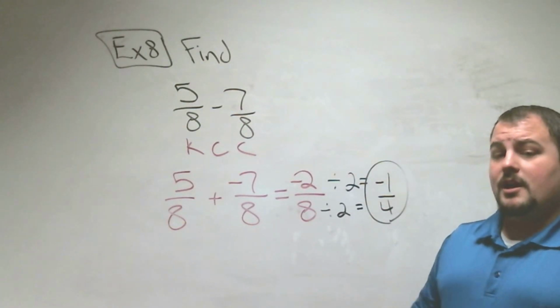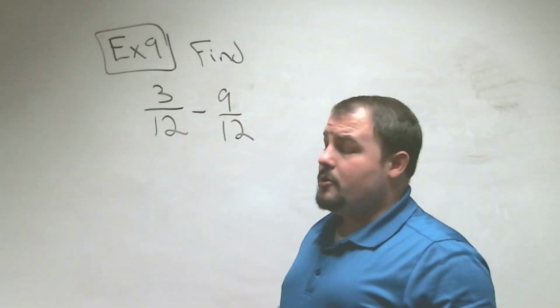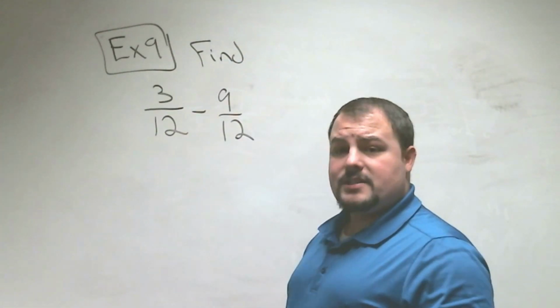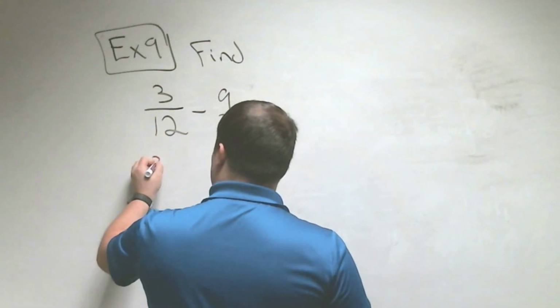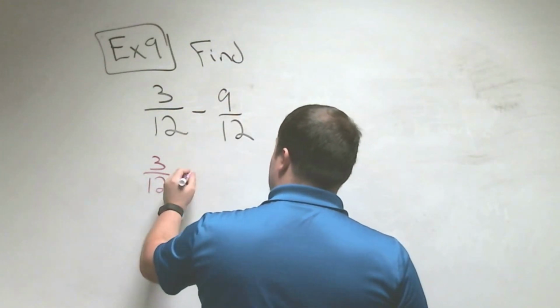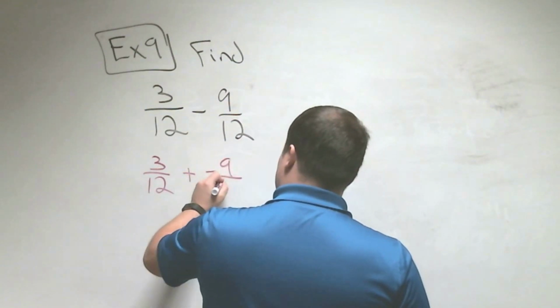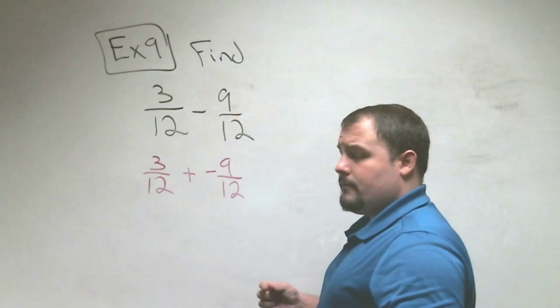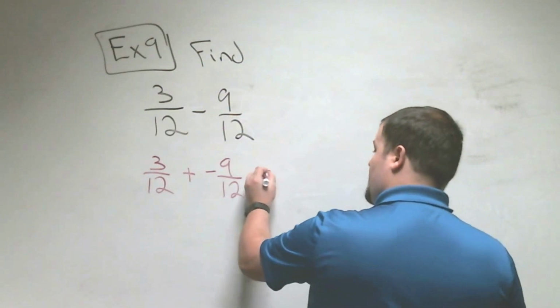Let's do one more, and then we'll do a word problem, and you guys are done for the day. In example 9, we're going to find 3/12 minus 9/12. So we keep 3/12, it stays 3/12. Change subtraction to addition, and change 9/12 to negative 9/12. So what we're really looking at is 3/12 plus negative 9/12.